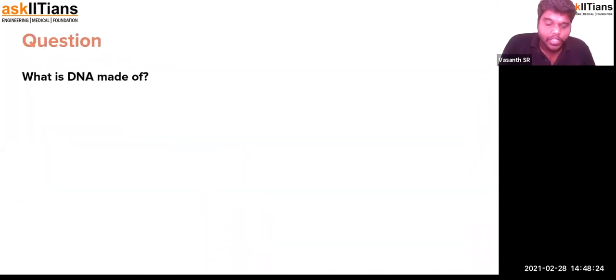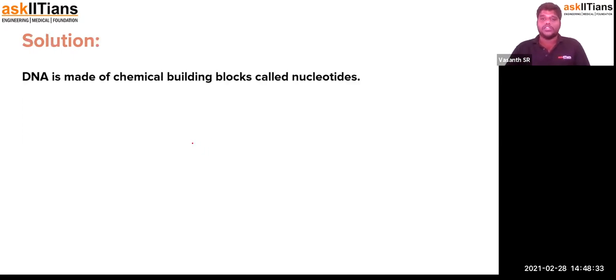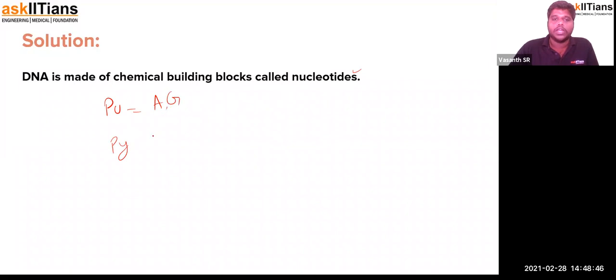So with this, we'll go into a few questions which people usually ask. What is DNA made up of? DNA is made up of nucleic acids, which we call nucleotides. We have already learned that DNA consists of purines and pyrimidines. Adenine and guanine are the purines, and thymine, cytosine, and uracil, all 3 of them, are pyrimidines.